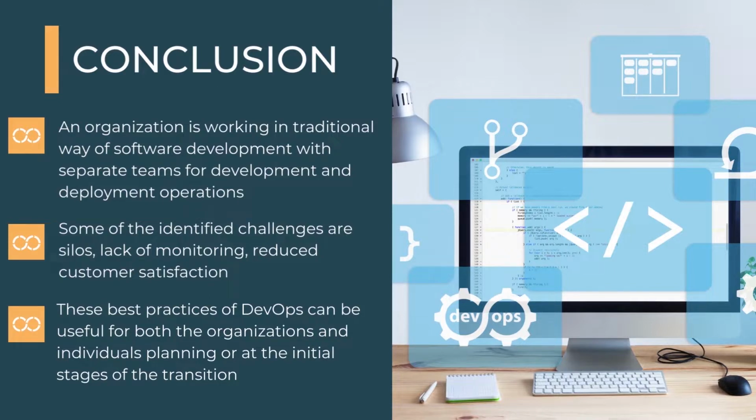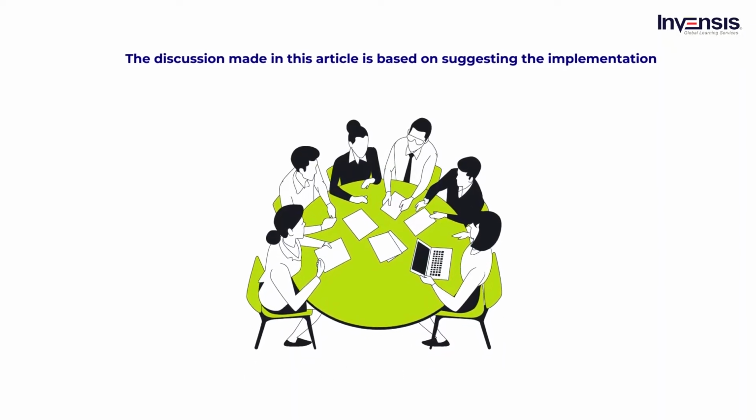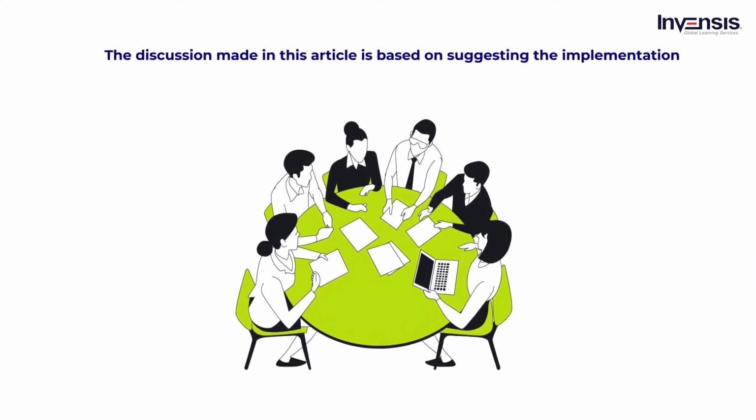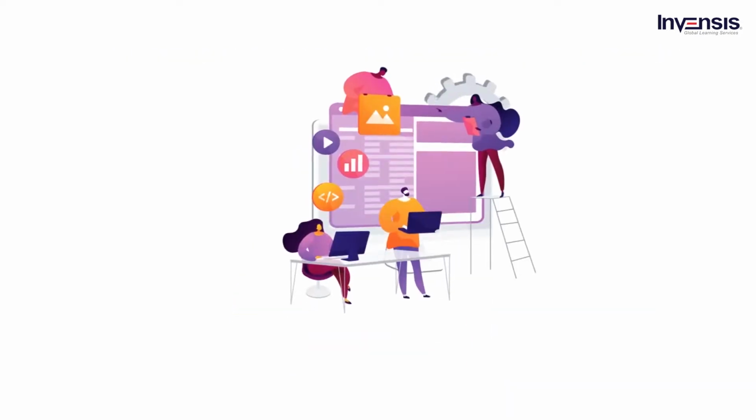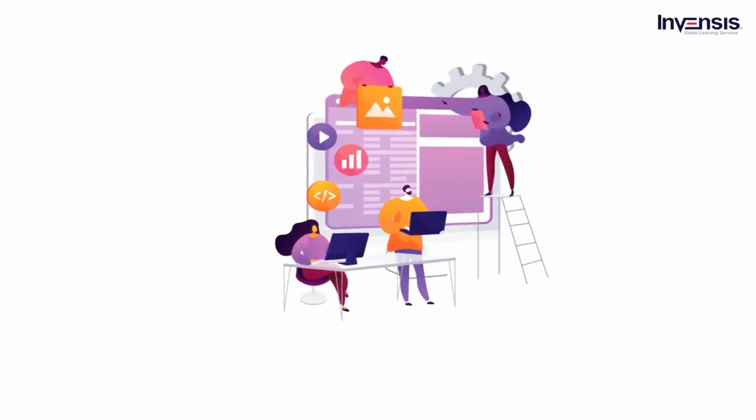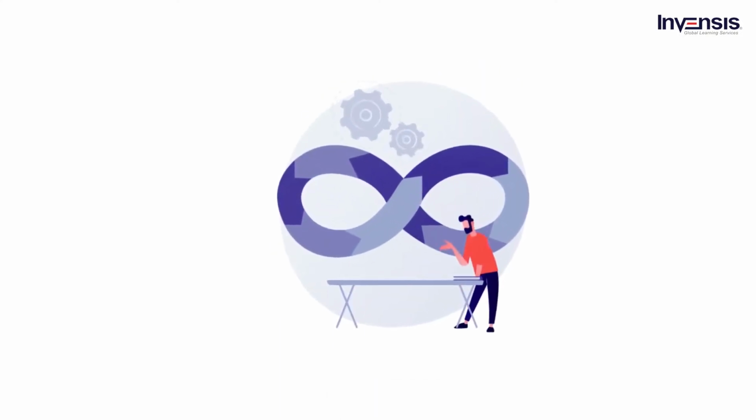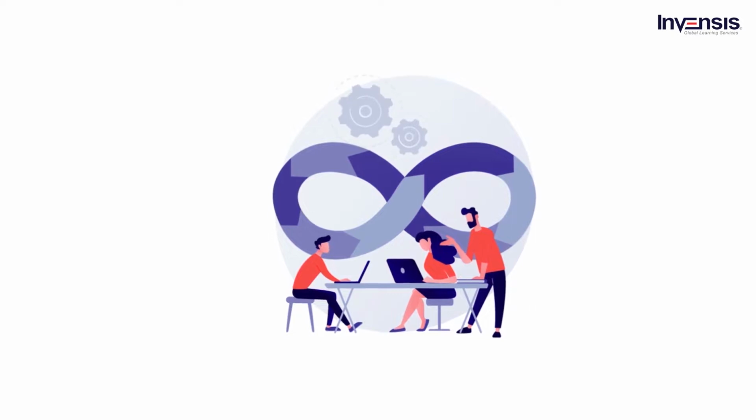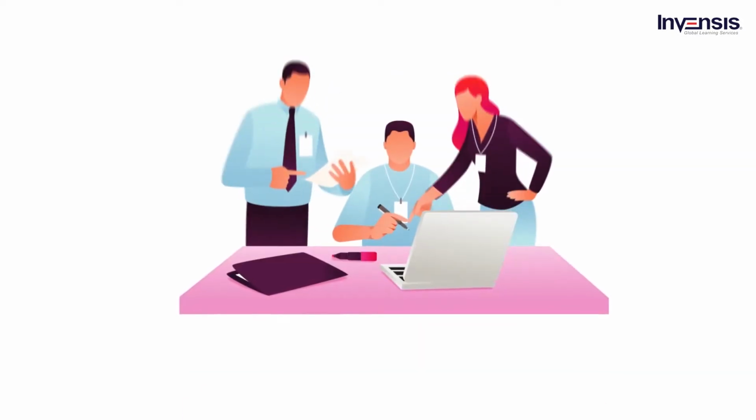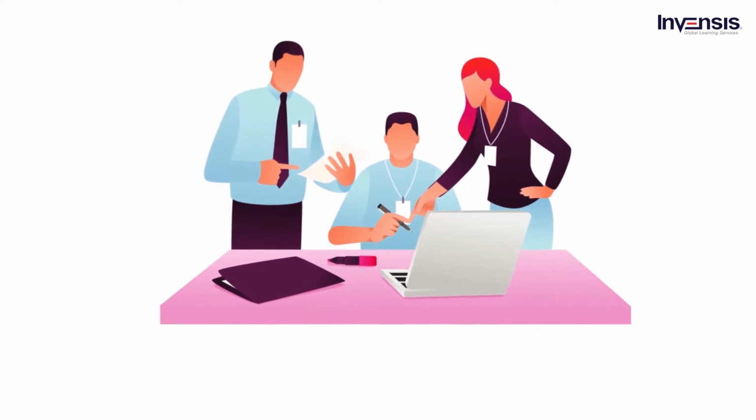We will resolve the issues identified in the traditional model by practicing DevOps principles and culture. DevOps practices help develop the software application with higher reliability and faster speed. These best practices of DevOps can be useful for both the organizations and individuals planning or at the initial stages of the transition. The discussion made in this article is based on suggesting the implementation of DevOps in an organization. However, these practices can help achieve better solutions in software development. Thus, it is understood that several benefits are achieved as part of implementing DevOps in software application development. In addition, several other practices can be understood while practicing in real time.